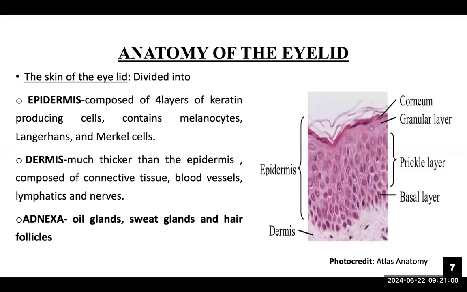Then the thicker part of the skin is the dermis, which is composed of connective tissues, blood vessels, lymphatics, and nerves. The eyelid adnexia are the oil glands, the sweat glands, the pilosebaceous glands, and the hair follicles.